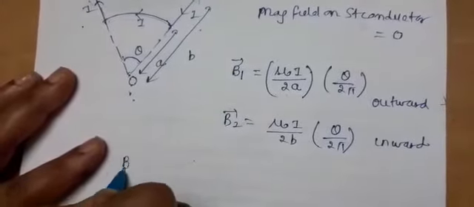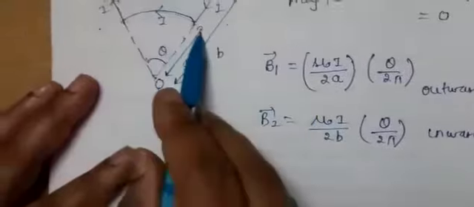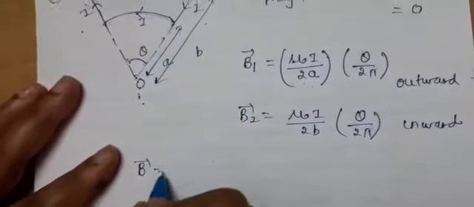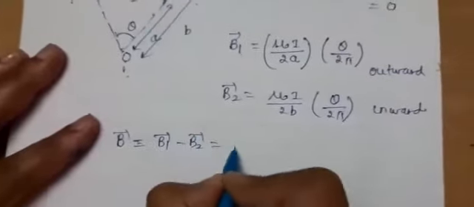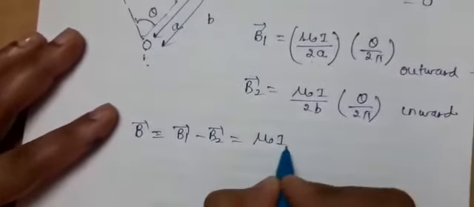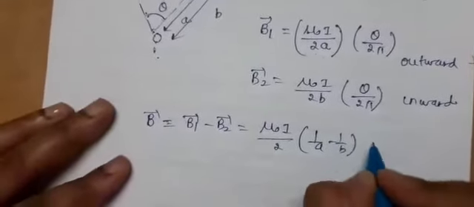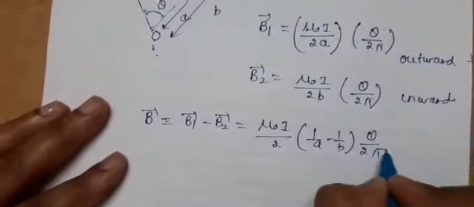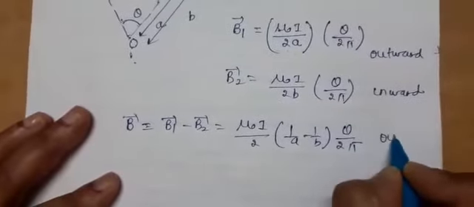So the net magnetic field: here A is less, the radius is smaller, therefore B1 will be greater. So the net magnetic field will be B1 minus B2. This is mu naught I upon 2, into 1 by A minus 1 by B, into theta upon 2 pi. And the direction will be outward.